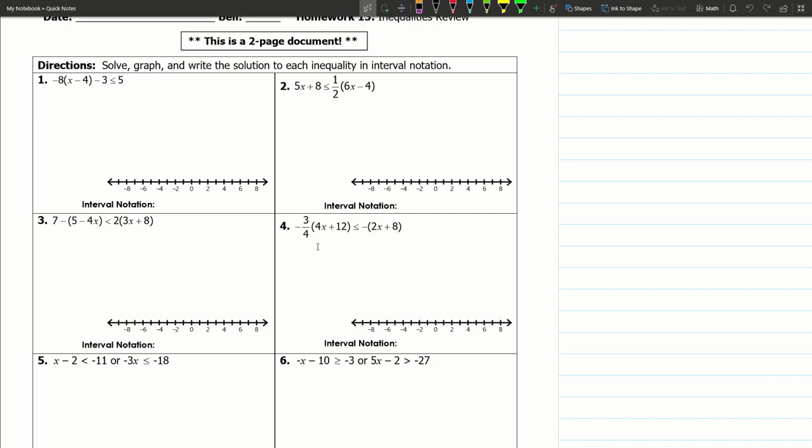Inequalities are going to be almost the same as our equations. The big difference, remember, is when you are multiplying or dividing by a negative number, you have to remember to flip your sign. We're also not doing the interval notation part.